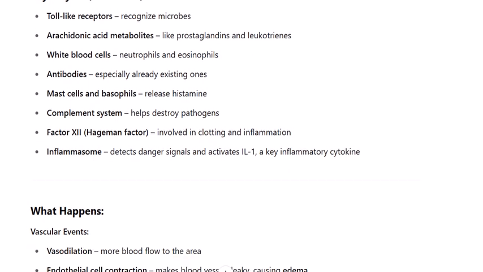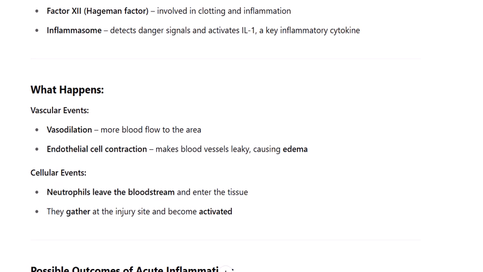What happens? Vascular events: vasodilation, more blood flow to the area. Endothelial cell contraction makes blood vessels leaky, causing edema. Cellular events: neutrophils leave the bloodstream and enter the tissue. They gather at the injury site and become activated.